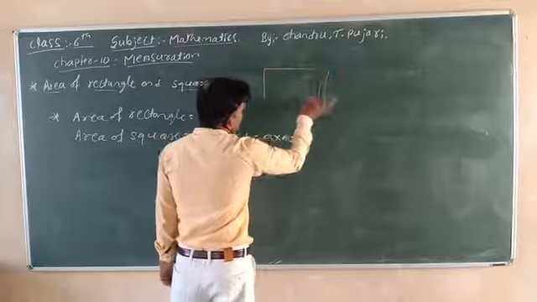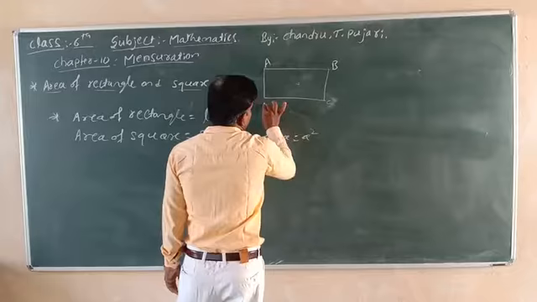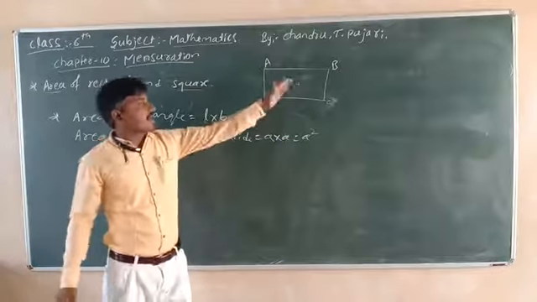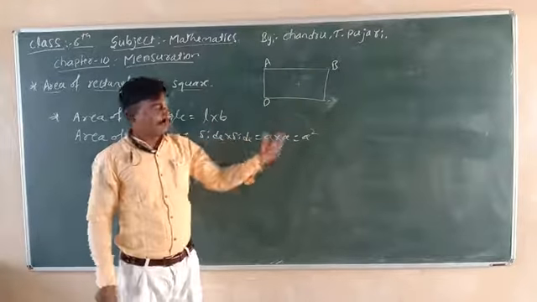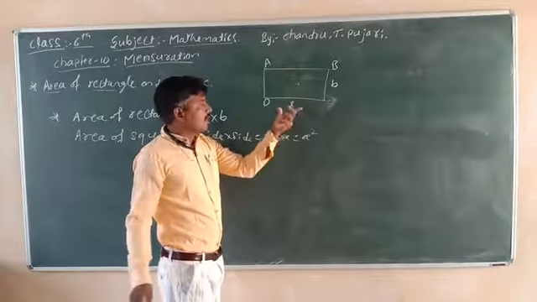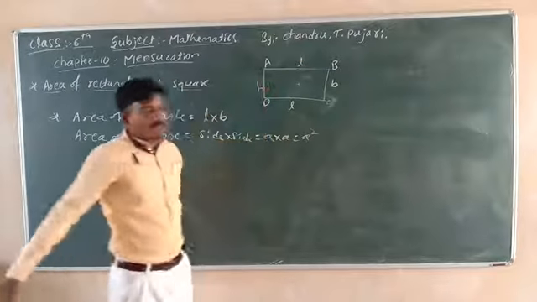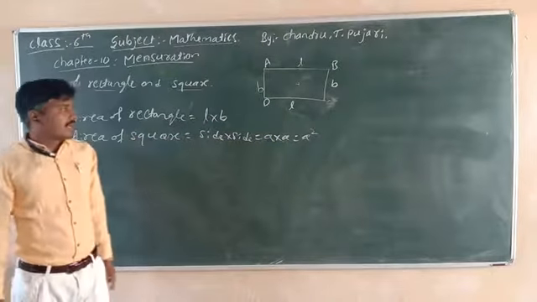Consider ABC is a rectangle. In the rectangle, opposite sides are equal. This is length, this is breadth. Opposite sides are equal. This one is also length, and this is also breadth. Therefore, area is length into breadth.